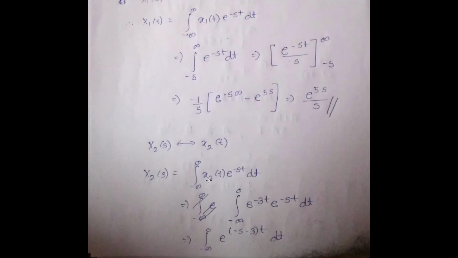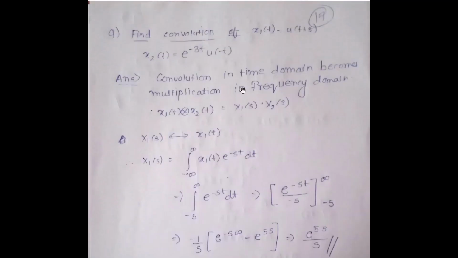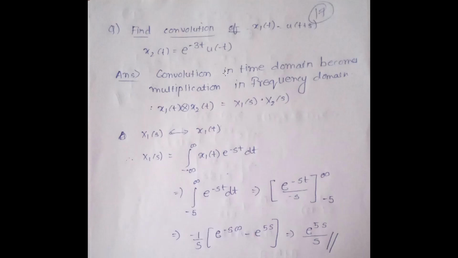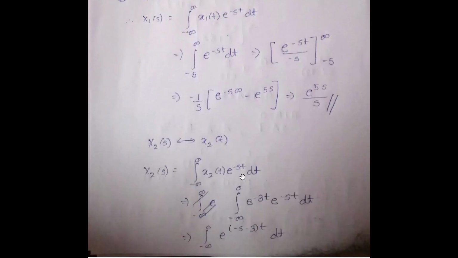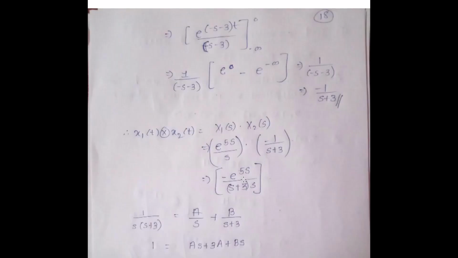Now the x2 of t is given as e raised to minus 3t, and it is u of minus t. So the Laplace transform of u of minus t is nothing else than the integral from minus infinity to 0, and solving it, in such a way you will get minus 1 upon s plus 3.